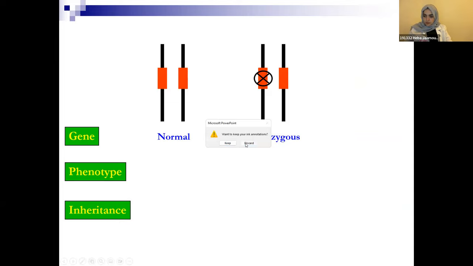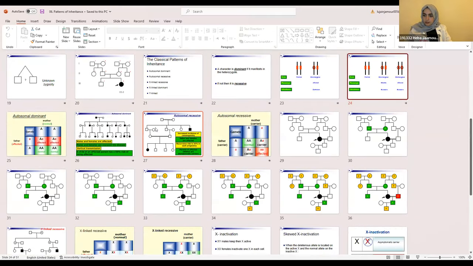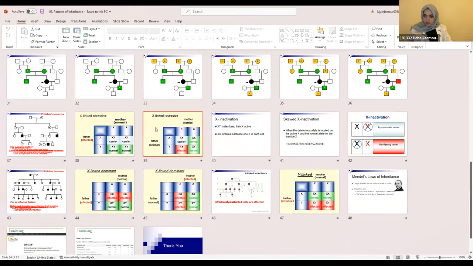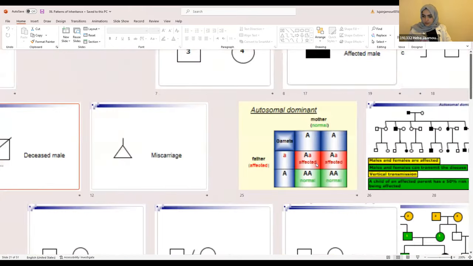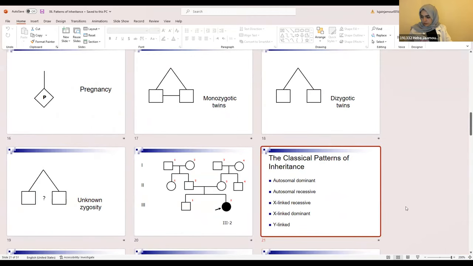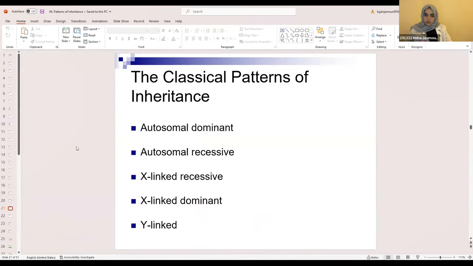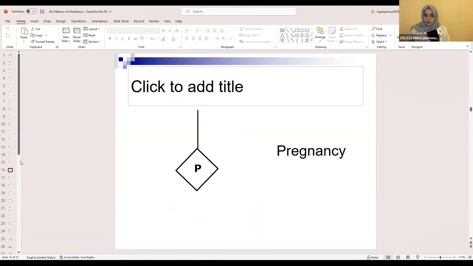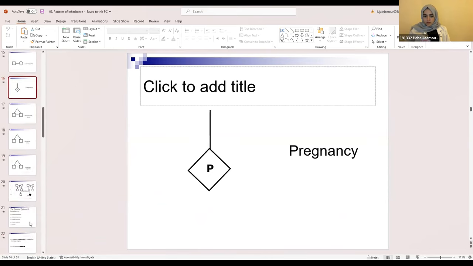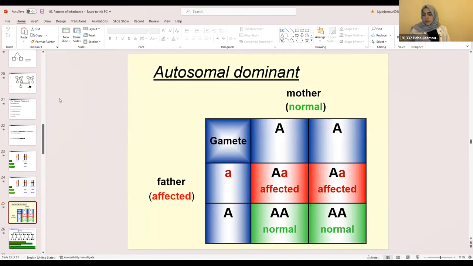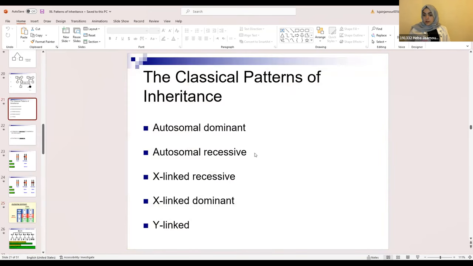When it comes to the patterns of inheritance, we talked about five. Those five patterns are the autosomal dominant, the autosomal recessive, X-linked dominant, X-linked recessive, and Y-linked.